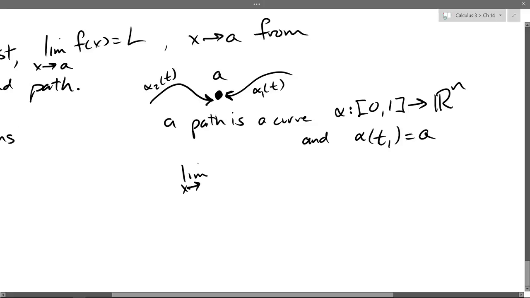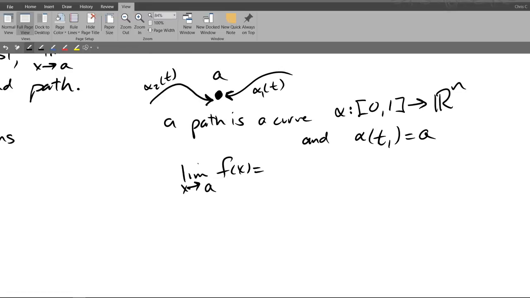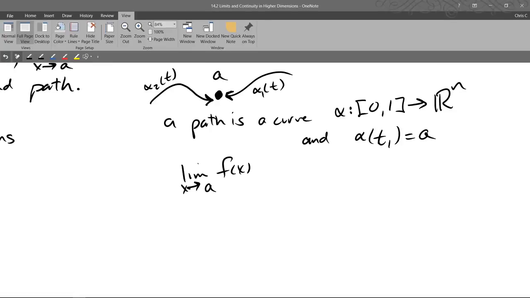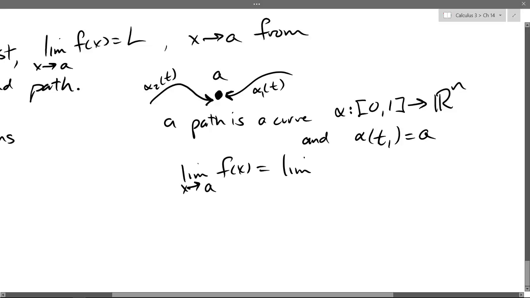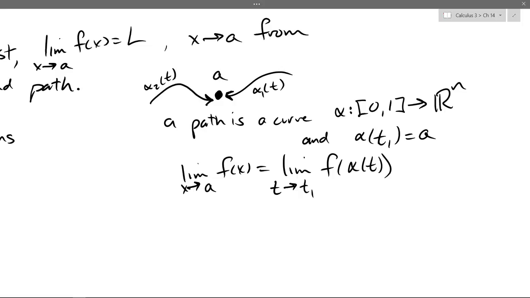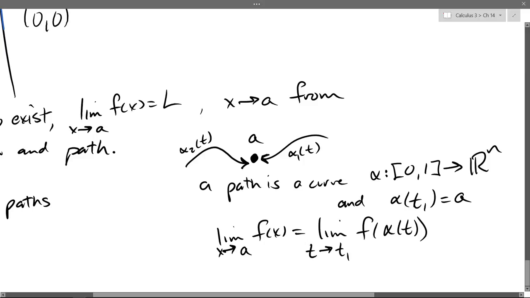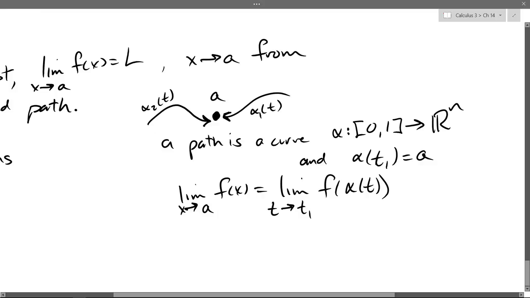So now your limit x approaches some A, f of x, you can rewrite it. Well, I shouldn't use the equal sign because, well, if it exists, it'll be equal to limit t approaches t1 f of alpha of t. So what did we do? We just took the input x and fed it the path. So instead of getting any point close to A, I'm feeding it these specific points along this path right here. If your limit exists, it doesn't matter what path I take. I get the same value.